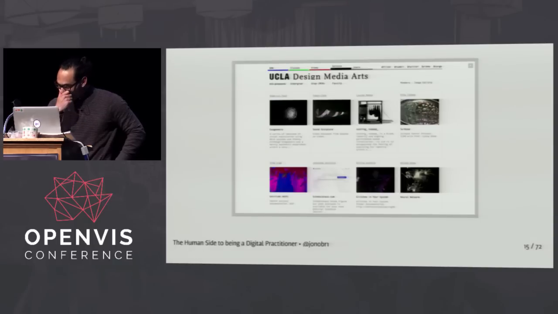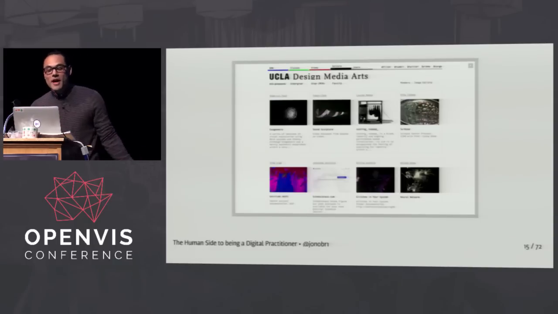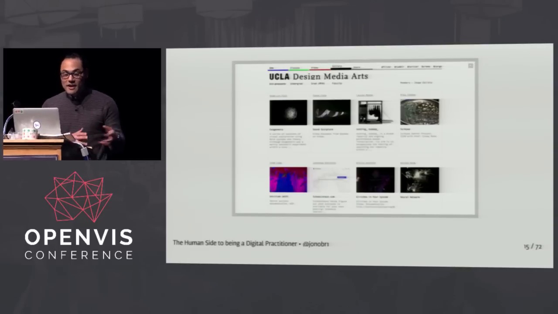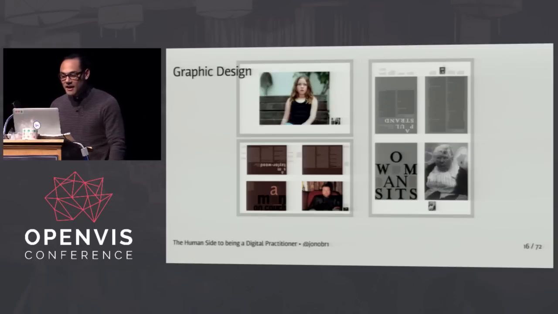I grew up in the Bay Area, but I actually went to school for graphic design at UCLA, which is also where Lauren went. Maybe there's some other people here that went there. The Design Media Arts program is a really awesome program. In the undergraduate program, you learn a lot of different disciplines in how to communicate through design. So you learn graphic design and typography.